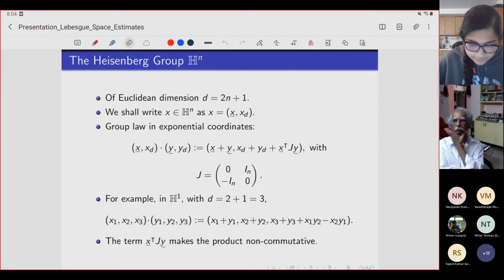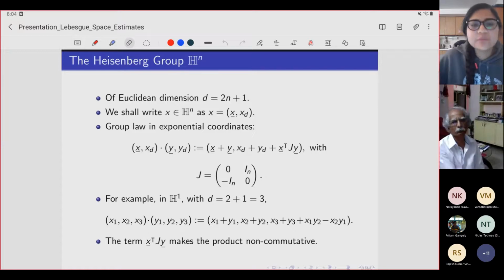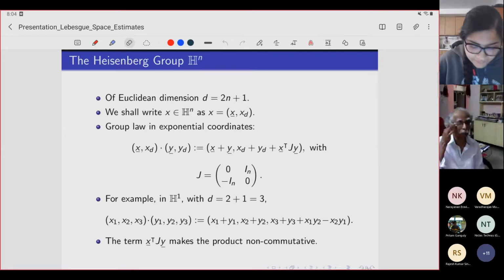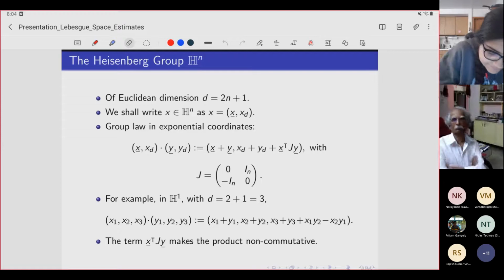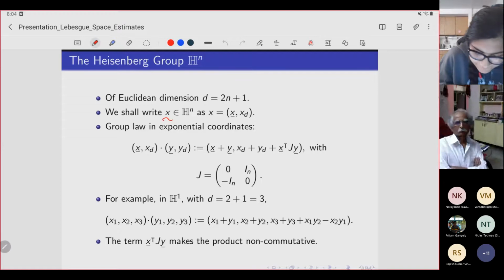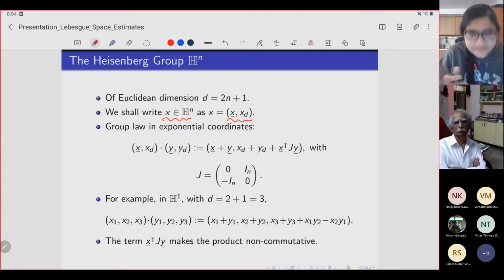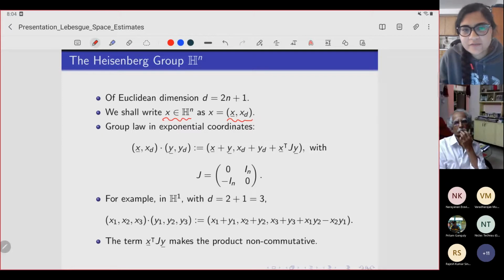Our setting today would be the Heisenberg group H^n. When I say n, you should think of it as Euclidean dimension d equals 2n plus 1. So 2n being the horizontal plane and 1 being the vertical perpendicular direction. I will write each element x of the Heisenberg group in the same manner. The first, x underbar, would mean the first 2n directions, and x_t is the last vertical direction.